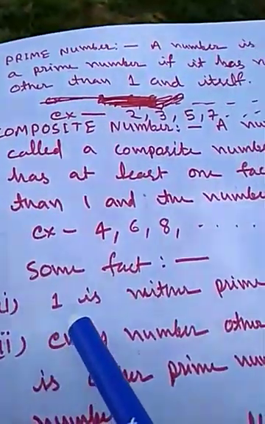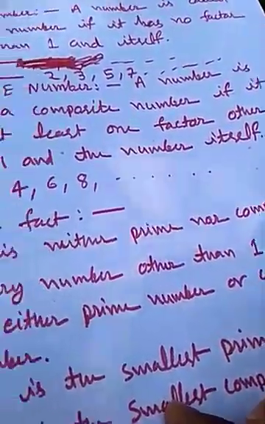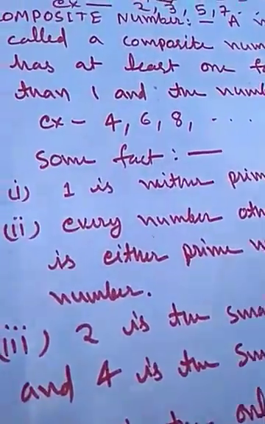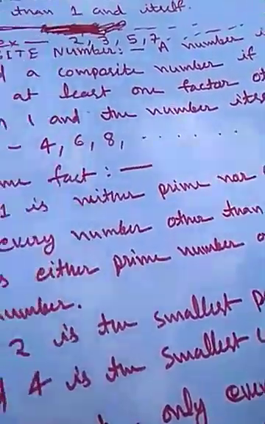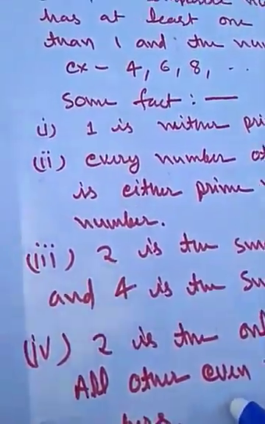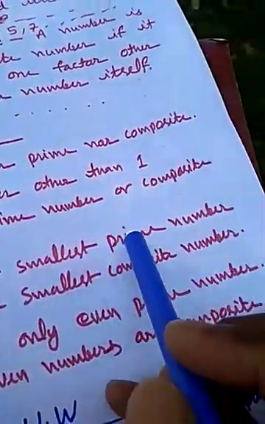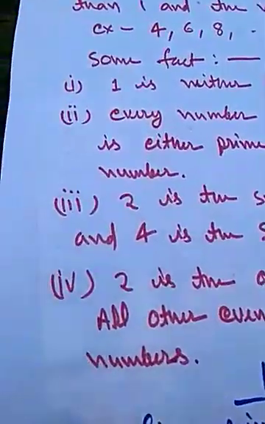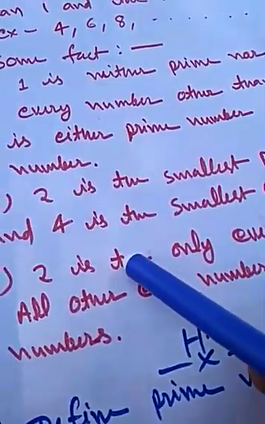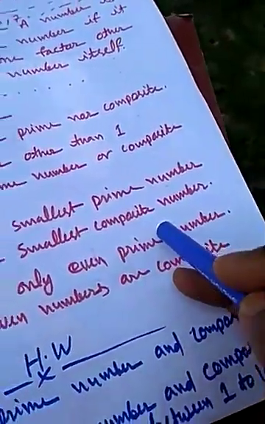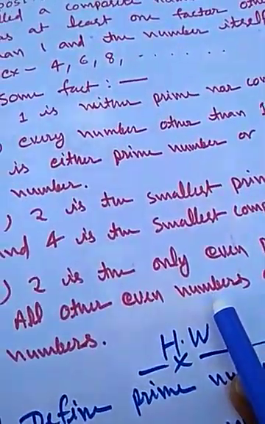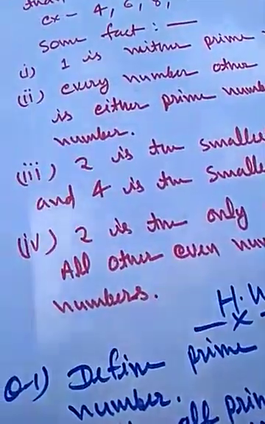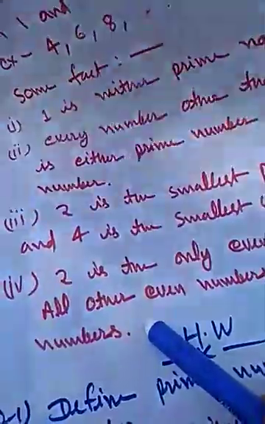Some facts about prime numbers and composite numbers. First, 1 is neither prime nor composite. Second, every number other than 1 is either a prime number or a composite number. Third, 2 is the smallest prime number, and 4 is the smallest composite number, and 2 is the only even prime number, means all prime numbers are odd except 2. All other even numbers are composite numbers, but 2 is the only even number that is prime.